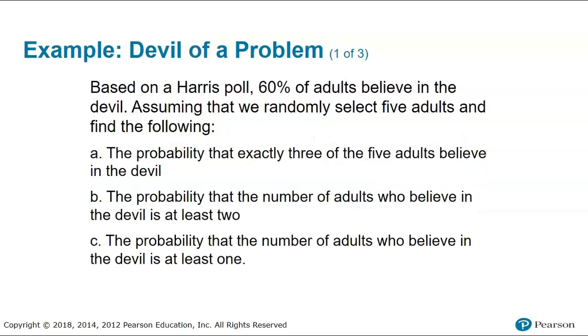Okay, here's one that I would like for you to try on your own. First of all, make sure that it meets the requirements of being a binomial probability distribution, that you've got the two outcomes, that it's independent and so forth, and then go through and try setting these up and then check your answers.